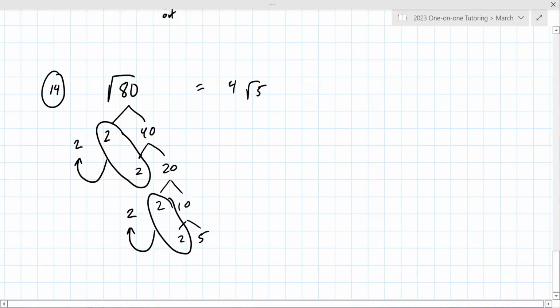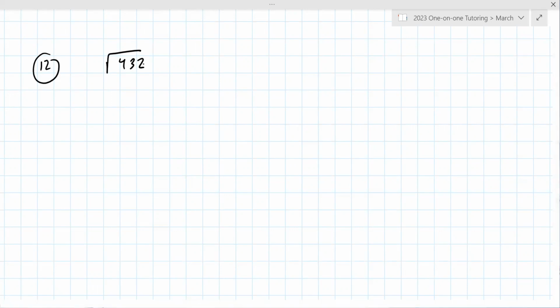Okay. All right, so I'm going to have you do one more on your own here before we move on to some new stuff, kind of new. Square root of 432 for number 12. If you're not using a calculator, please do check that it's divisible and all that. But let me know what you come up with.